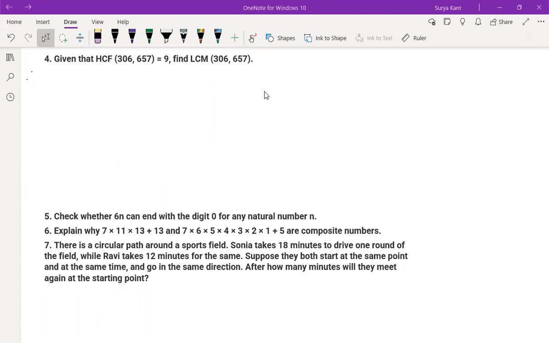So we can use the property here, that is LCM into HCF is equal to A into B.